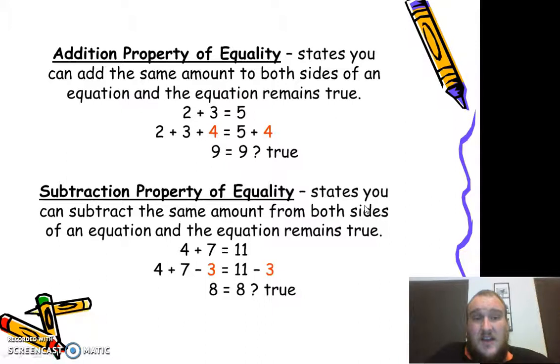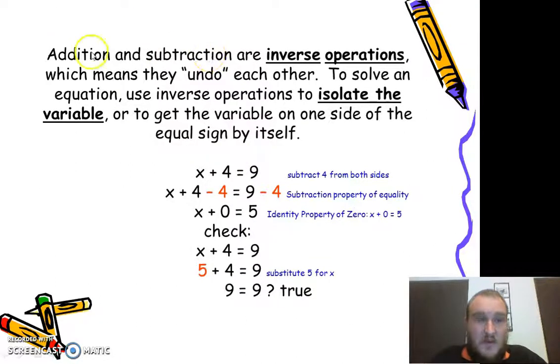Right. Now the addition property is saying if you add to one side and you add to the other side the same amount, it's going to stay true, which means both sides are going to be equal, which is just keeping the balance. Subtraction is the same thing. If you take something from one side, you have to take it from the other side for it to remain equal. And based on that, we're going to say addition and subtraction are inverse operations, which means they undo each other.